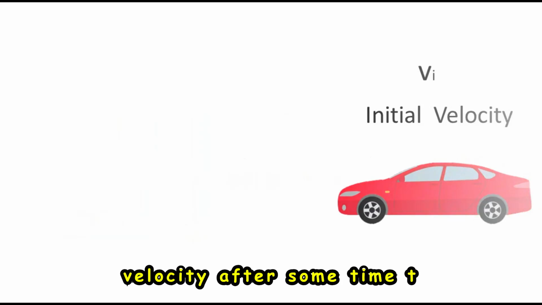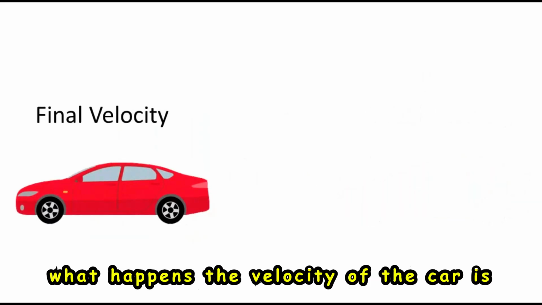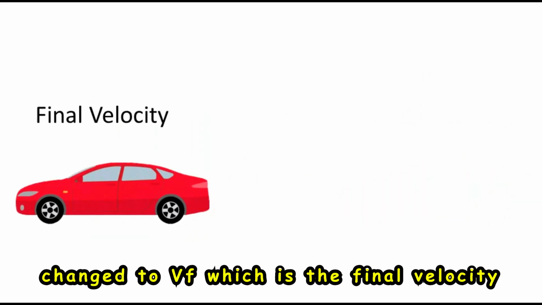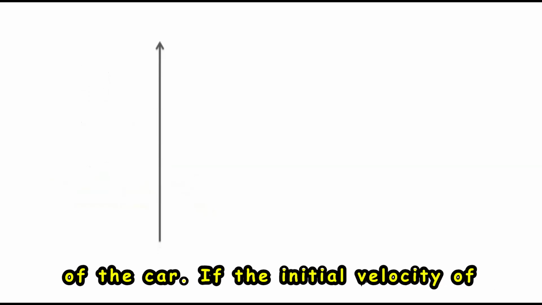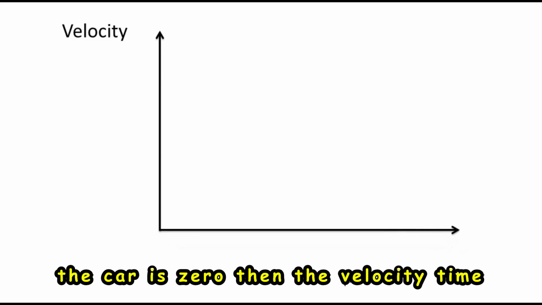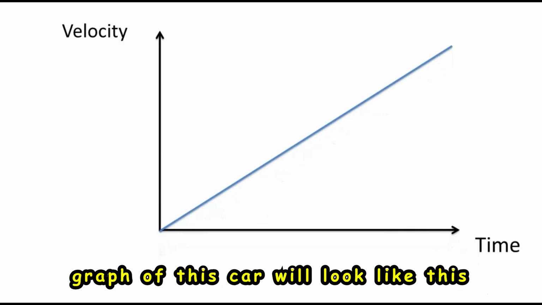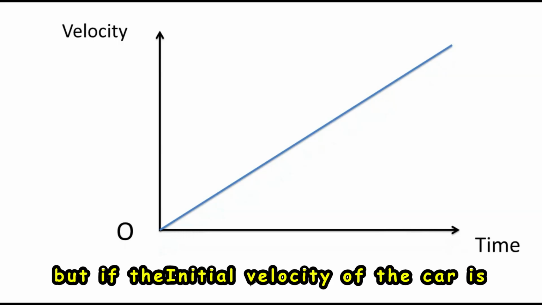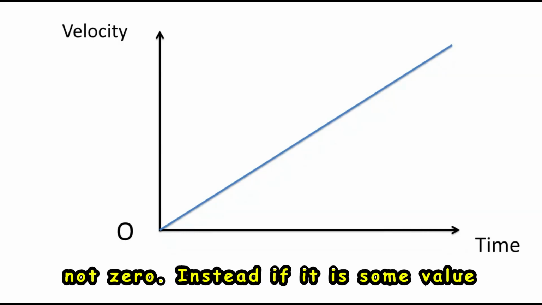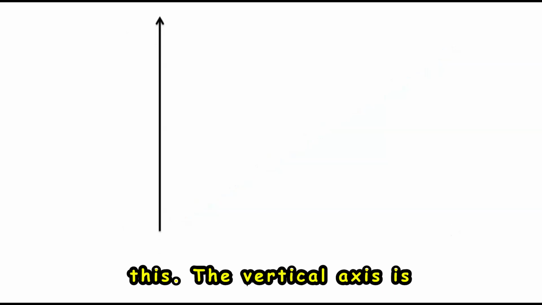After some time t, the velocity of the car changes to vf, which is the final velocity of the car. If the initial velocity of the car is 0, then the velocity time graph of this car will look like this. But if the initial velocity of the car is not 0, instead if it is some value vi, the graph will look like this.